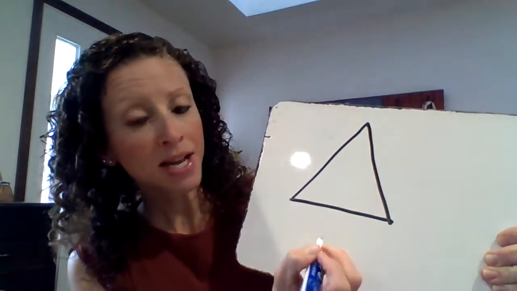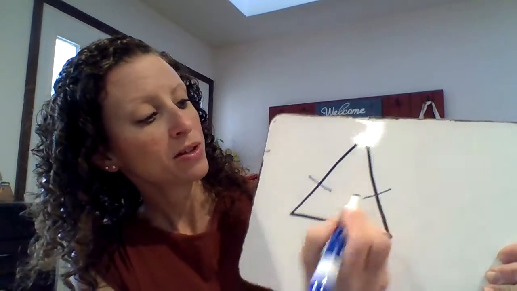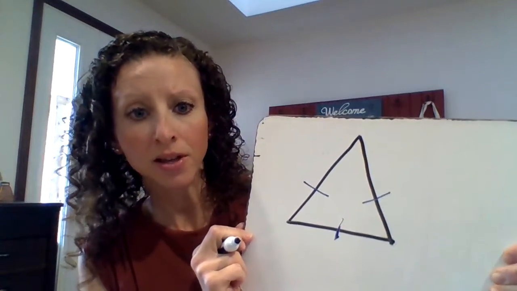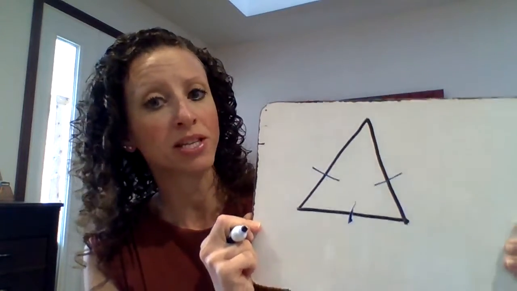So I'm going to count my sides. 1, 2, 3. 3 sides on a triangle. So that's one of the attributes that a triangle has, 3 sides.